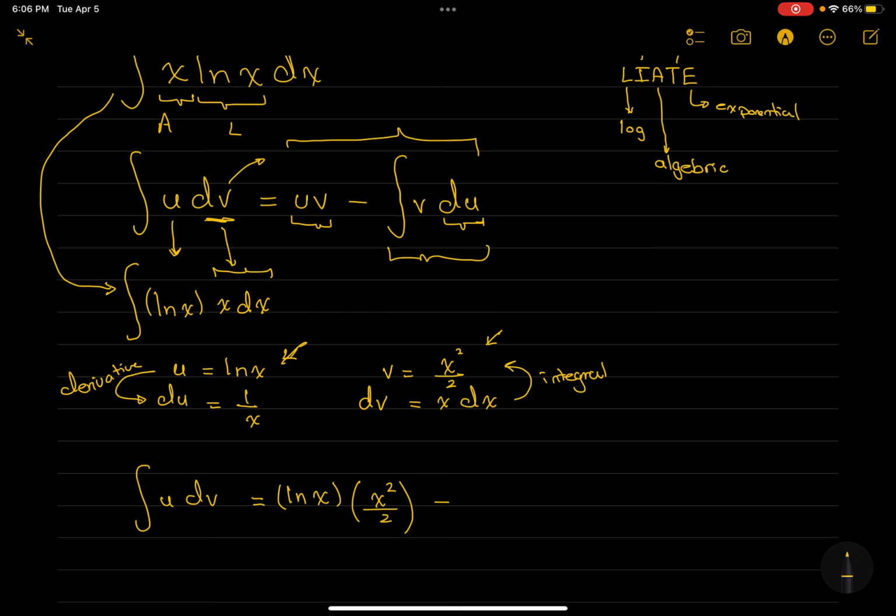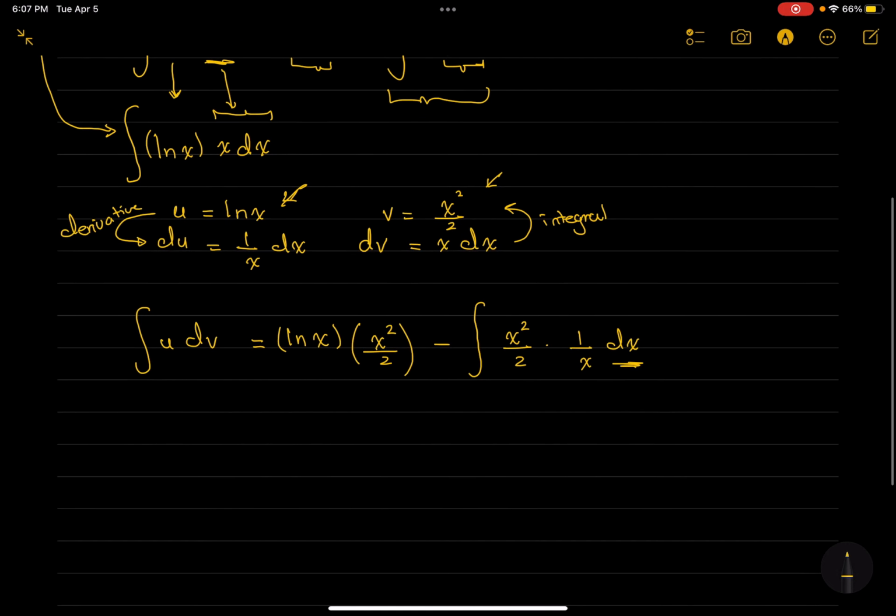Okay, the rest of the formula says to put the integral sign and write down your v and your du. Well, in this case my v is x squared over 2 and my du is 1 over x dx. You're probably wondering where I got the dx from. Well, remember, when we're taking the derivative, it's written as du equals 1 over x dx. That's how we write the derivative, sorry, my bad.